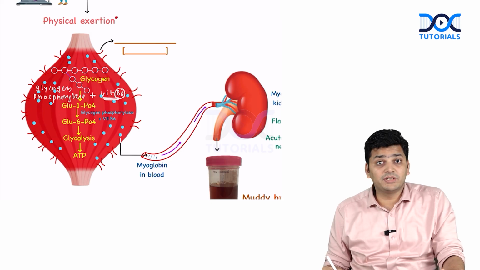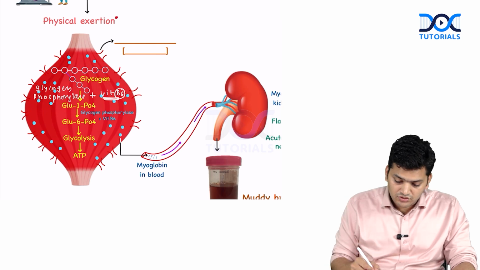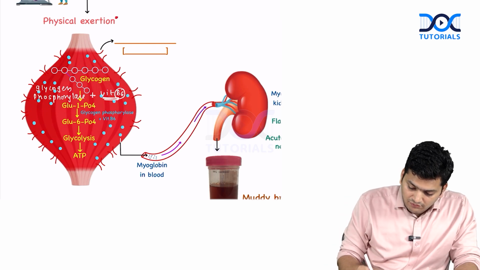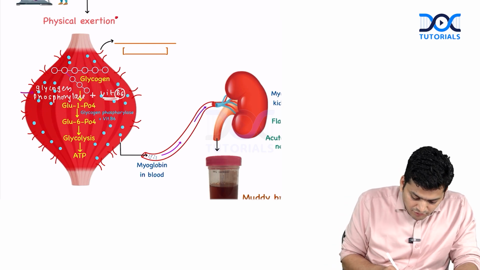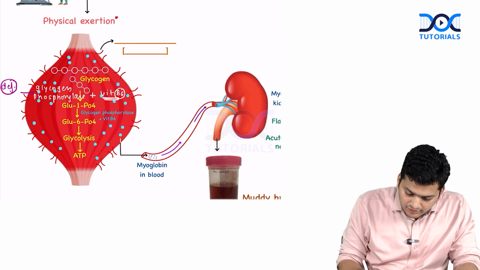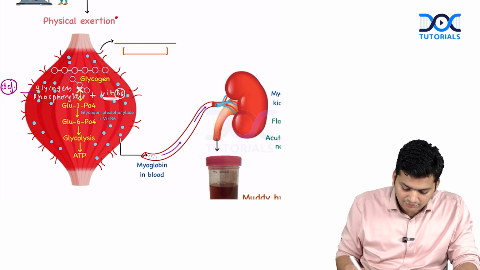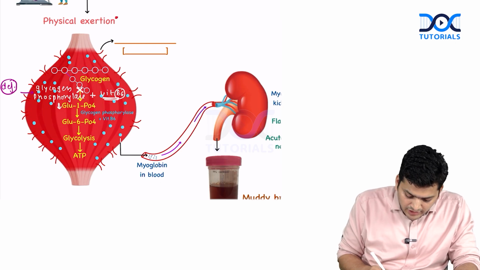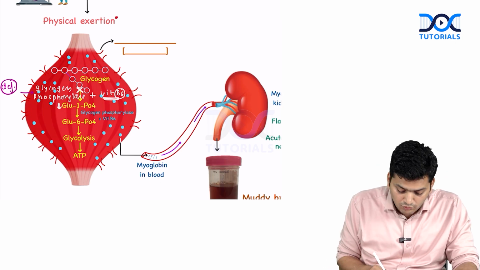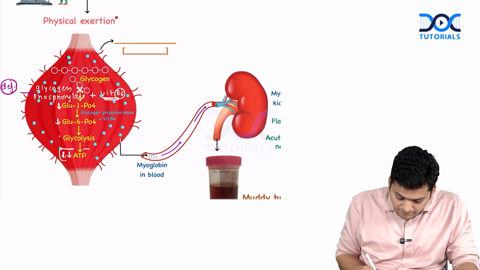He was not aware because he had never done physical exertion so aggressively earlier. So what happened was there was a deficiency of this enzyme in the muscle. If this enzyme is not there, this reaction will not occur. The glycogen breakdown will not happen. If the glycogen breakdown does not happen, there is going to be no glucose 1 phosphate, no glucose 6 phosphate. And ultimately, the ATP, the energy, will be very low in the muscle.